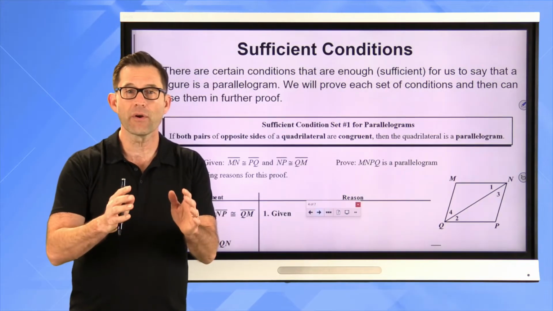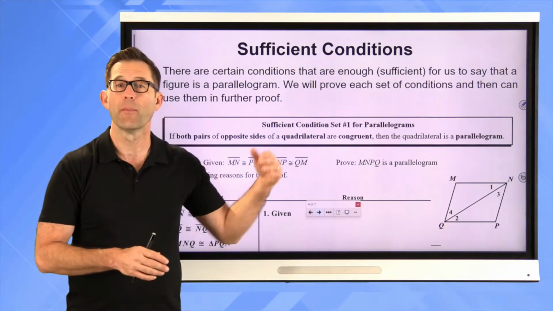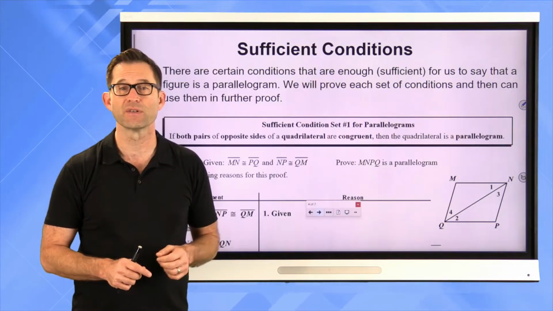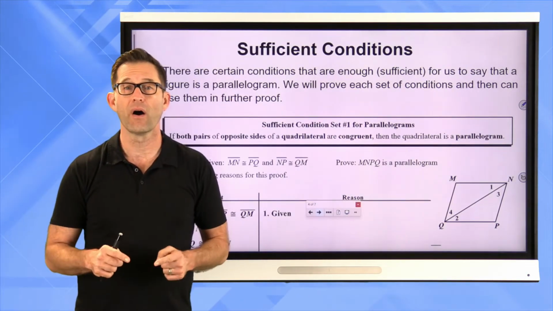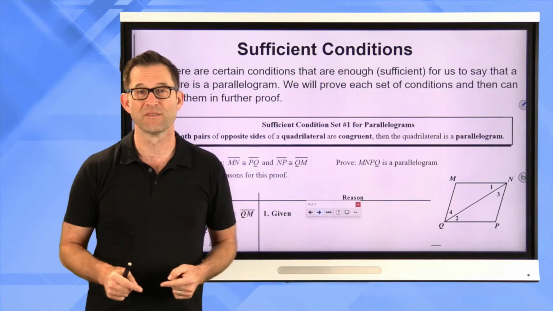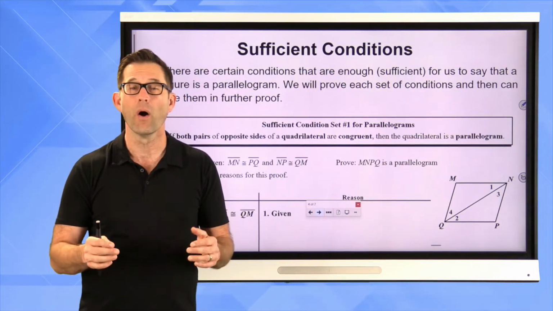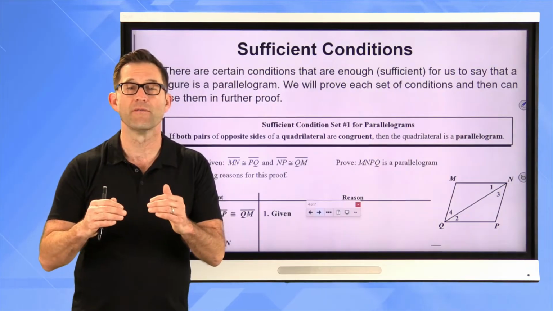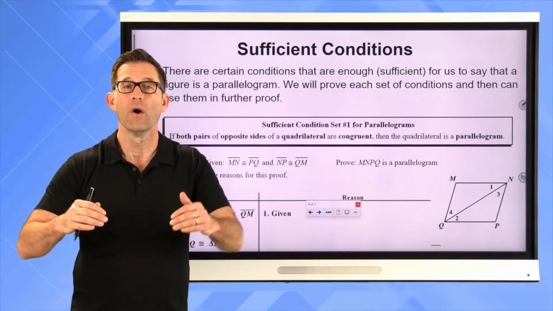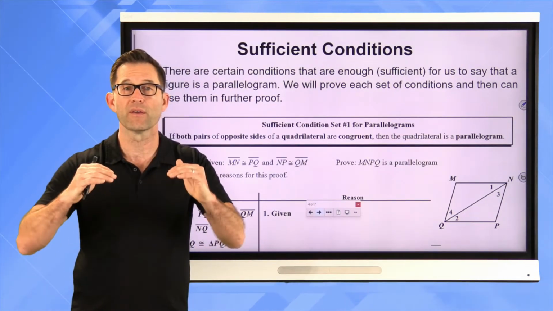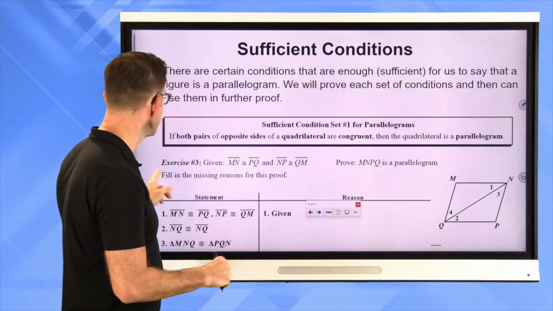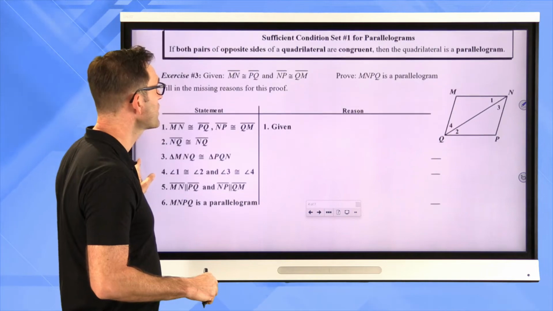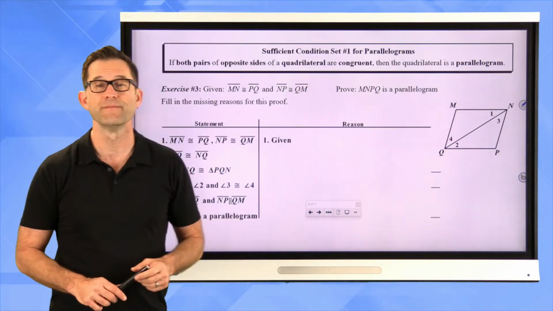Okay? So that's very important. Once we prove a particular set of conditions is sufficient to know that a figure is a parallelogram, we can then go on and use that later on to prove other sets of sufficient conditions, which is kind of cool. But that is sort of the bigger picture of math and geometry in general, which is that once we prove something, we can use it to prove something else and use it to prove something else, etc. So let's look at the first set of sufficient conditions for parallelograms.